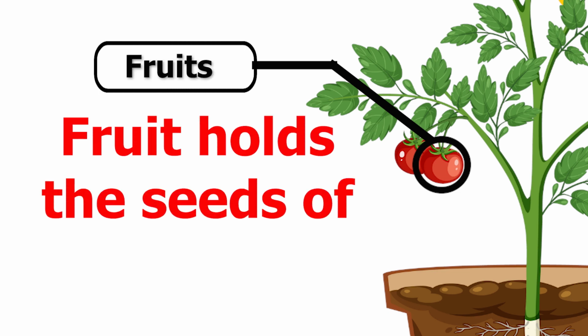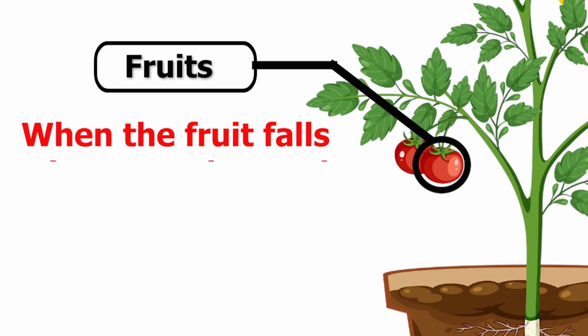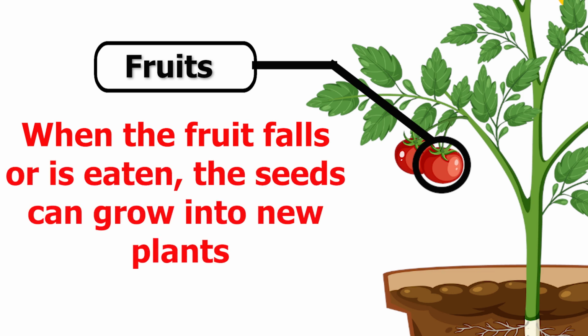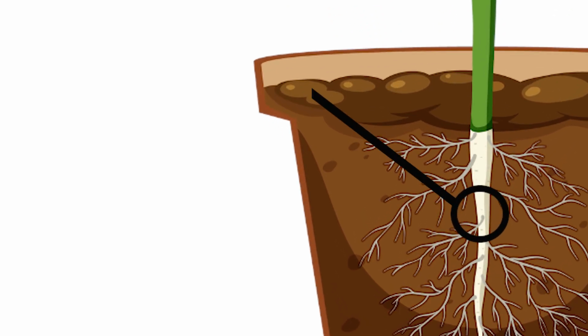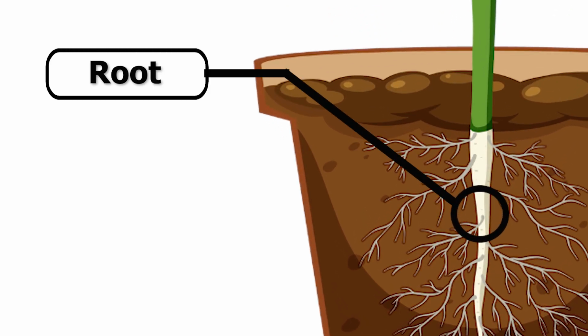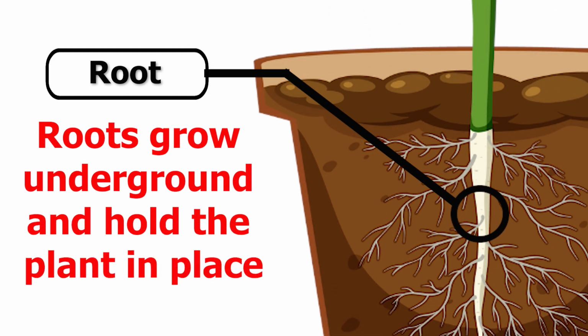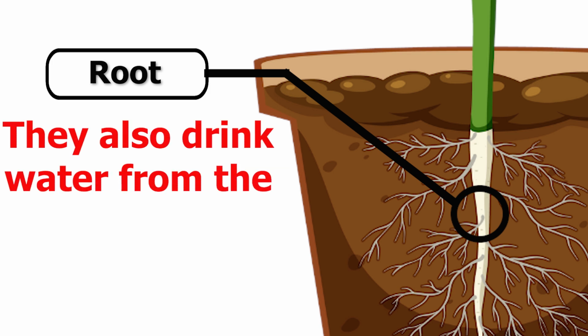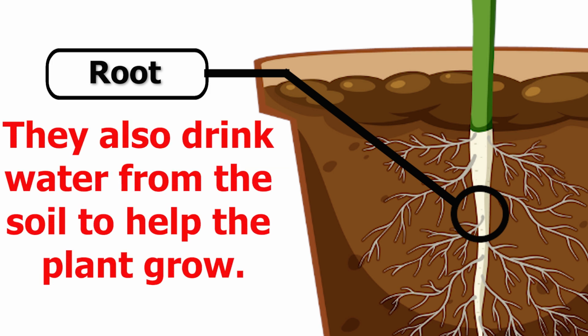Fruit holds the seeds of the plant. When the fruit falls or is eaten, the seeds can grow into new plants. Roots grow underground and hold the plant in place. They also drink water and nutrients from the soil to help the plant grow.